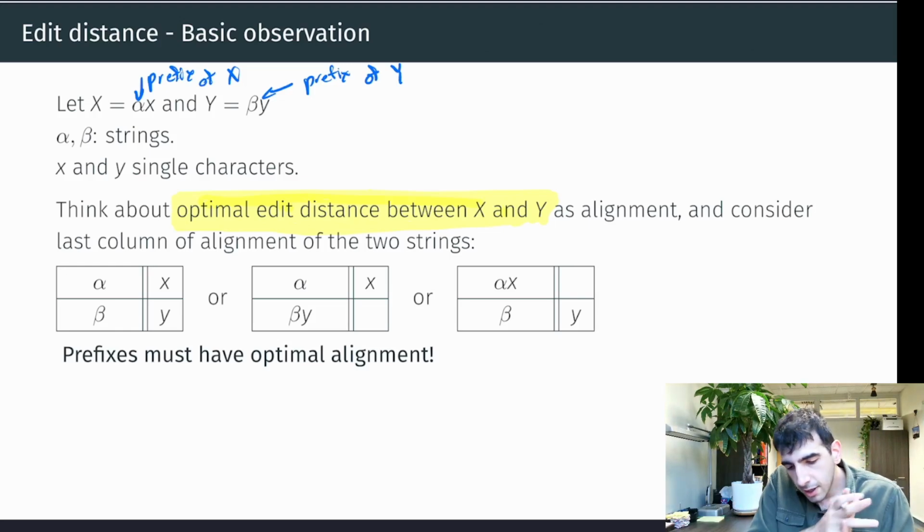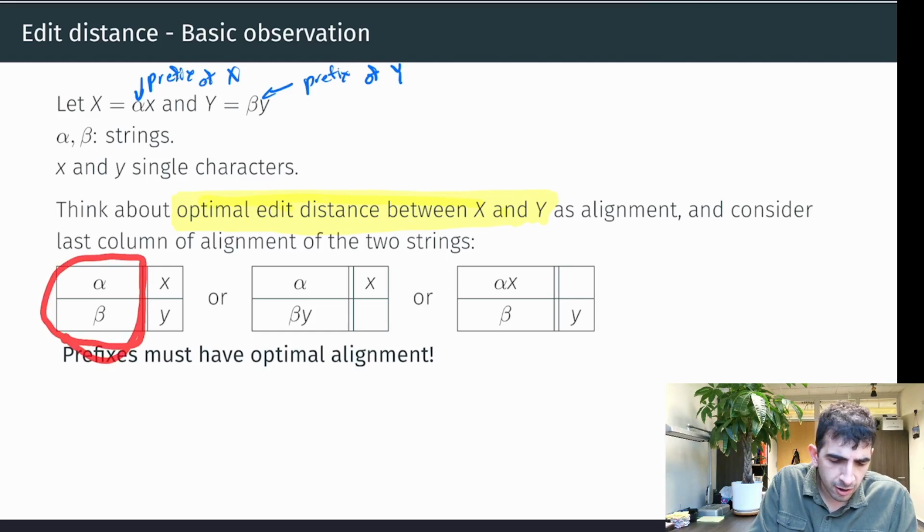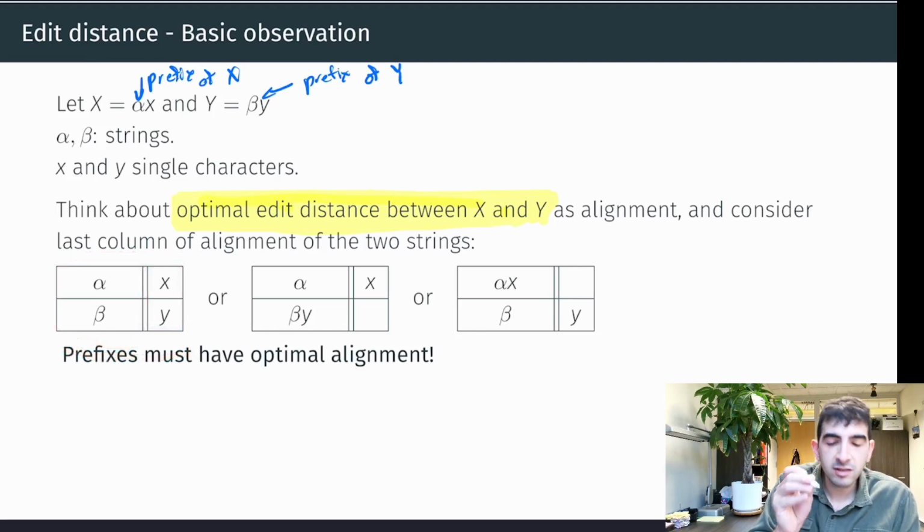Well, there's a couple options, right? Let's look at just the last characters. If both the characters are matched to each other in the optimal alignment, then assuming alpha and beta also are matched together in the optimal alignment, this is one possibility for the optimal alignment of the strings x and y.